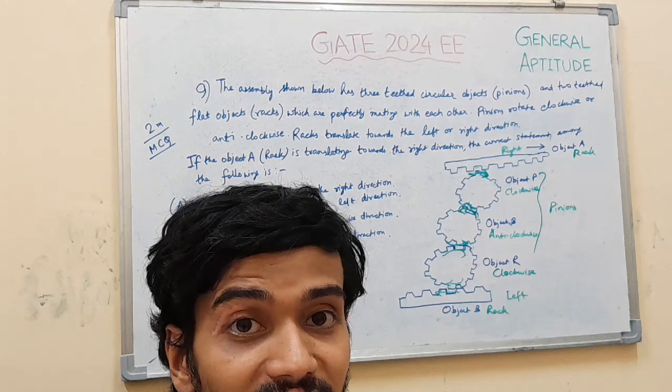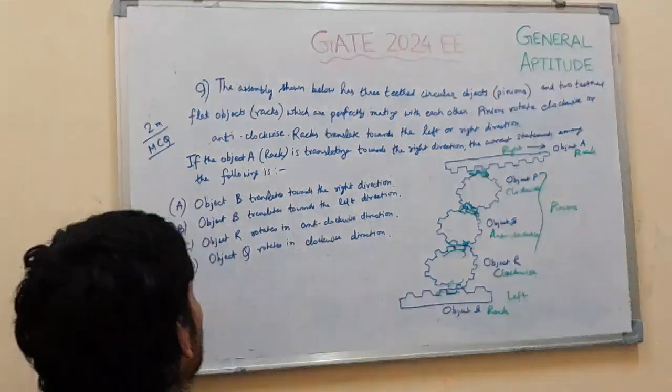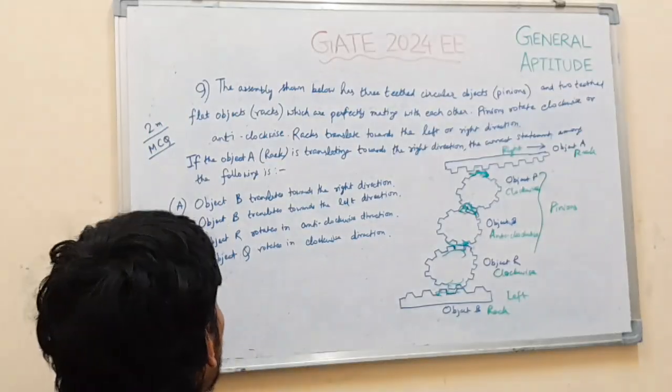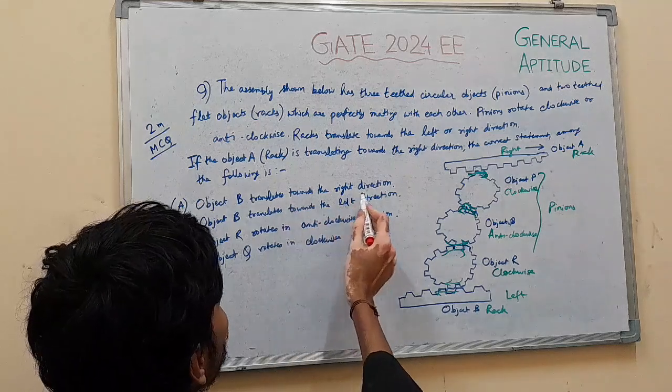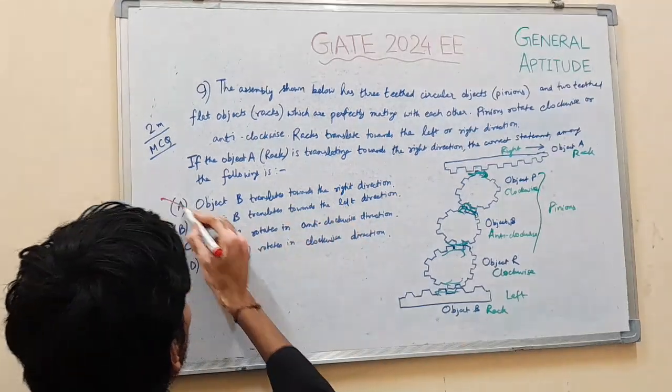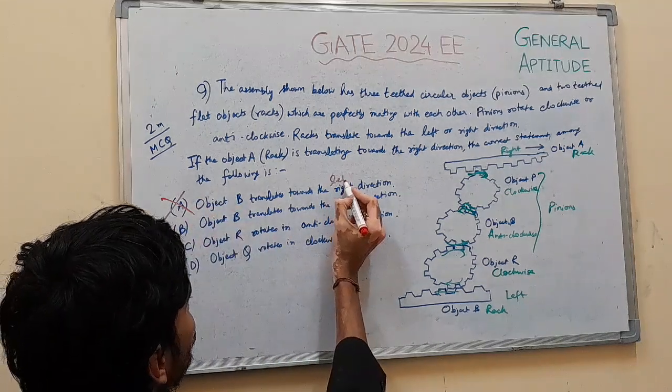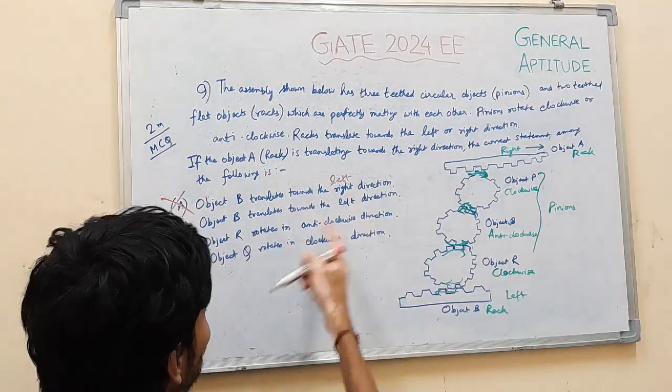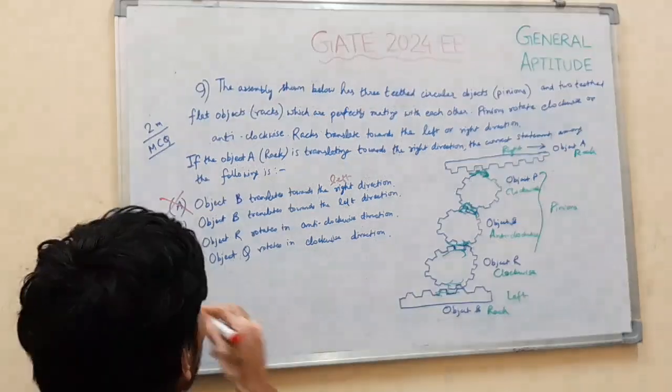Let's take the options one by one. Object B translates towards the right direction. Object B is translating towards the left direction, so this is wrong. This is left actually. The next option: object B translates towards the left direction, which is correct.